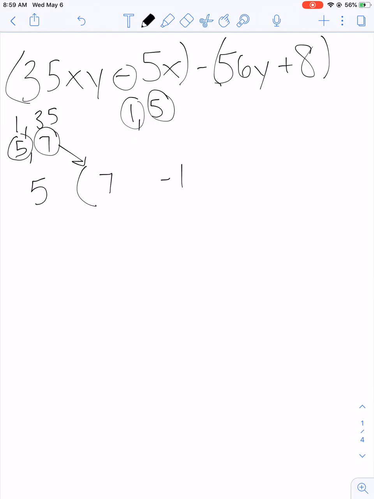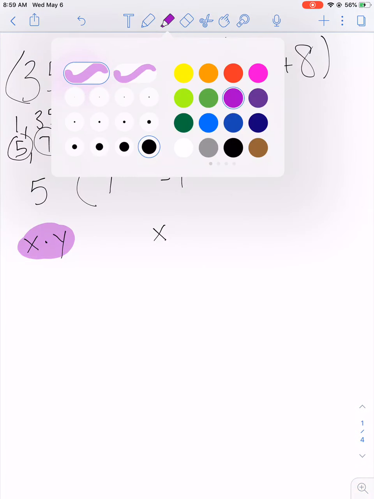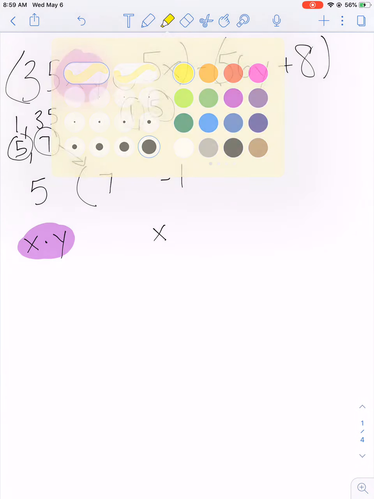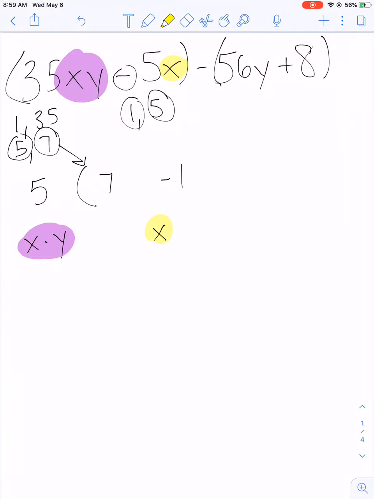Okay, well, let's see. xy is just x times y, and x is just x. If you're not sure where I got those from, just right here. Okay, let's go Lakers colors. There we go. So what can I factor out of both of those?